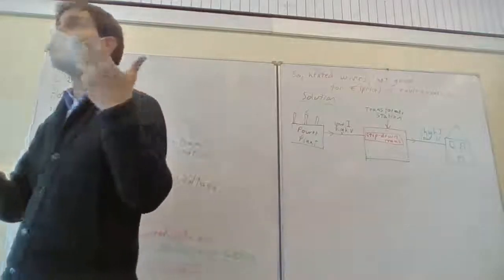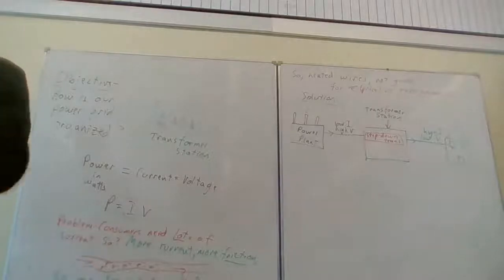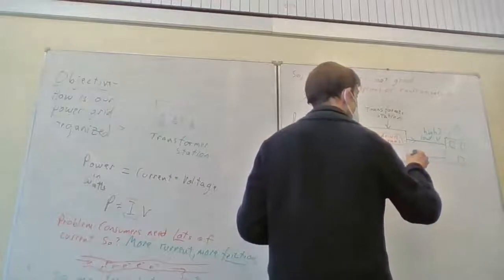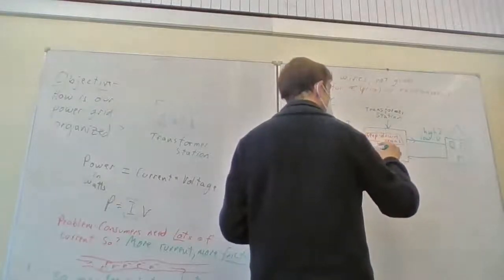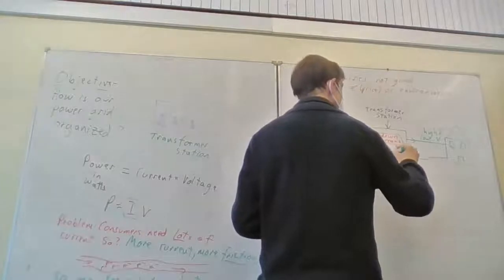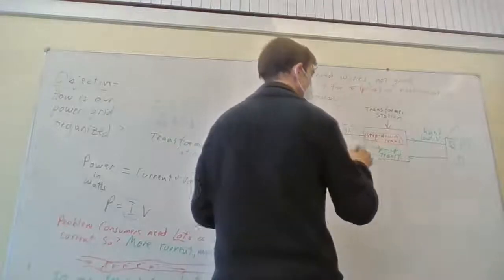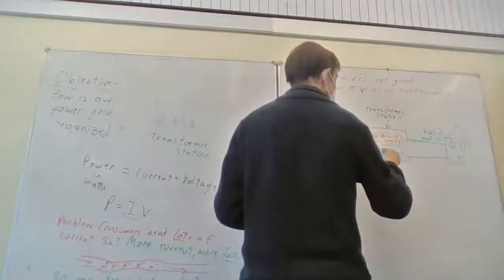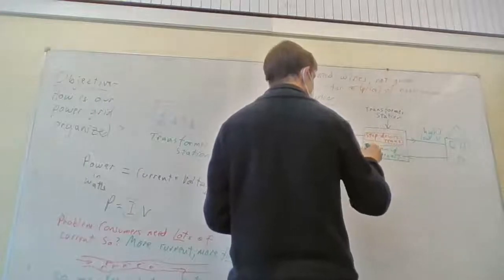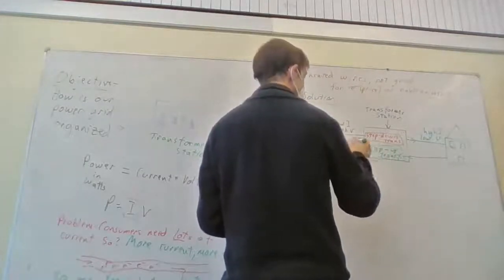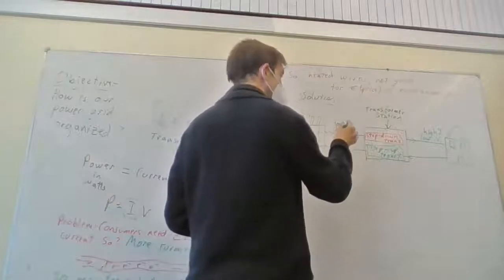So on the way back, I've got to do what sort of transformer? A step up. Because if I get higher voltage, then I get lower current. Yeah, exactly. Step up. Okay, so on the way back, same thing, I want high voltage, low current.